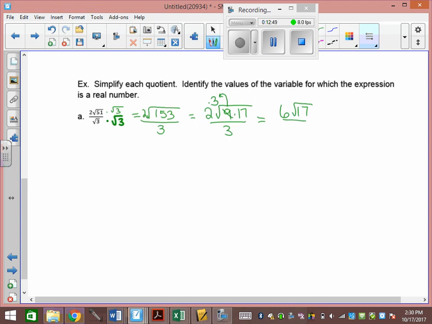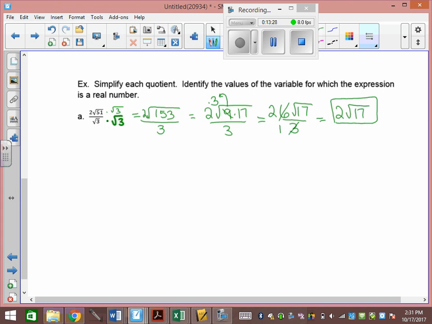Am I done? No. If out of all the coefficients I can take something out, I do. So what's common to 6 and 3? 3. So 6 divided by 3 is 2. And 3 divided by 3 is 1. And so it's going to be just 2 root 17. If it's over 1, do I have to keep the 1? No, but if it was 1 over 2 root 17, would I have to keep the 1? Yes. Okay, so if it's just one radical, you multiply by the radical.